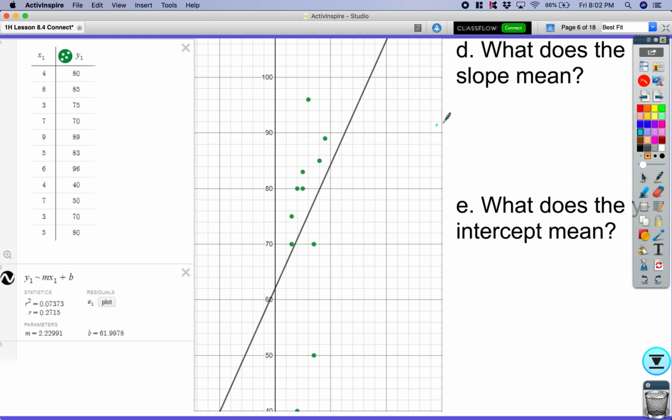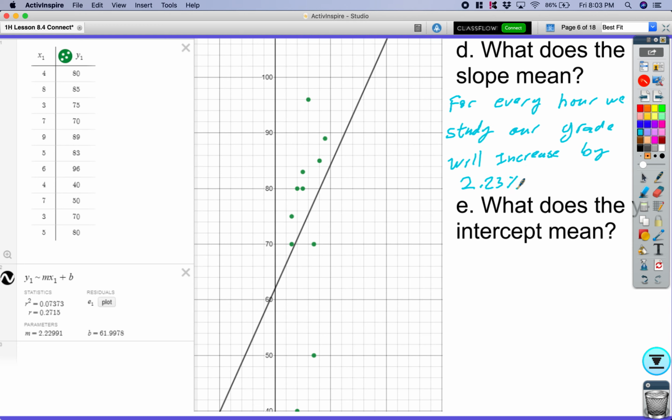First thing we want to do, it says, what does the slope mean in this? Well, according to my best fit line, it says for every hour we study, our grade will increase by 2.23%, okay?